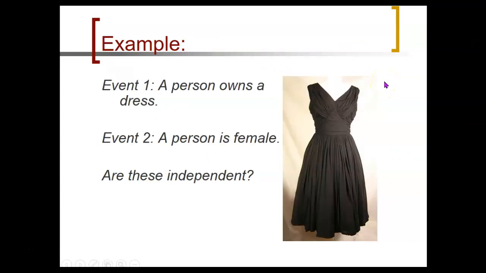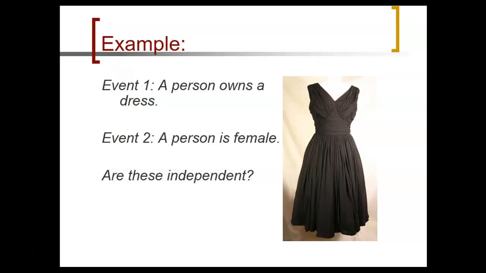So here's an example. Event 1, a person owns a dress. If I just pick a person at random, that person might own a dress or they might not. Event 2, a person is female. That's another thing that might or might not be true if I just pick a person. Are these independent?